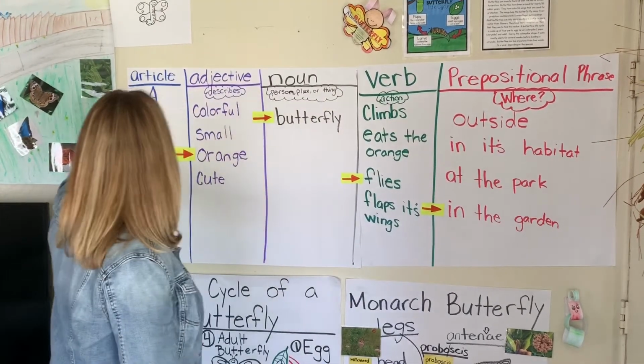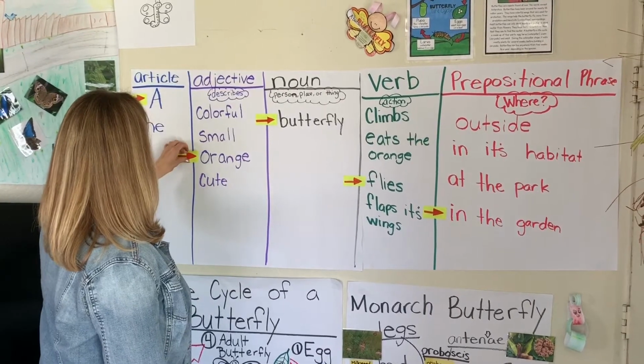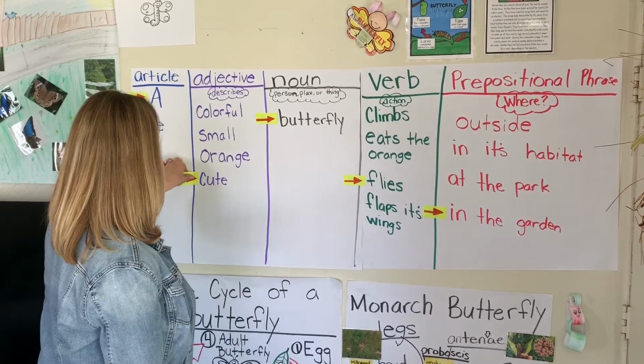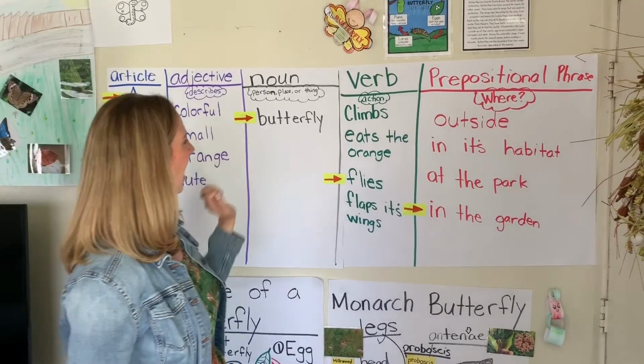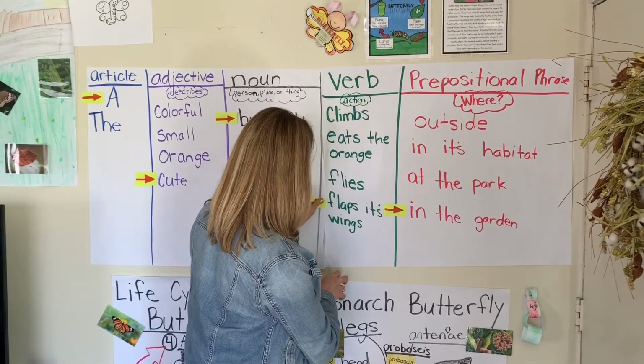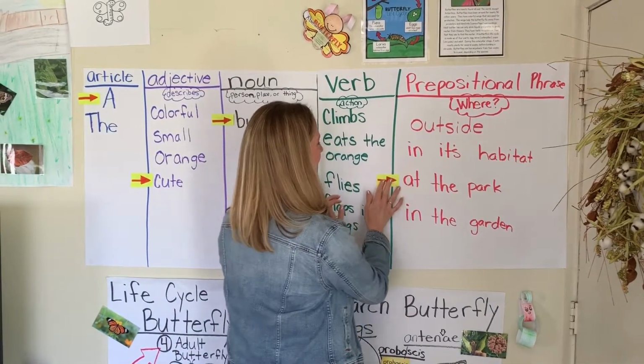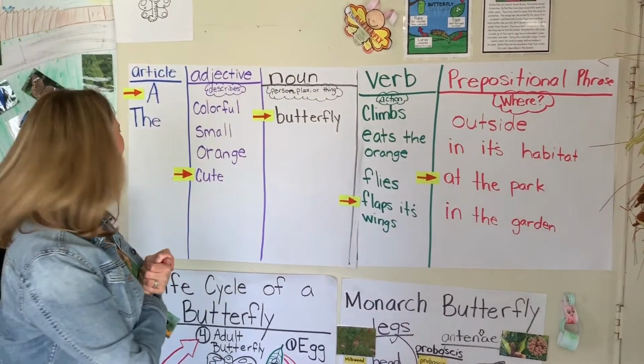All right, let's try one more. Move it up to A. Adjective, I'm gonna put cute this time. Butterfly, and let's try flaps its wings. And where it's happening is going to be at the park. Okay, let's sing the song.